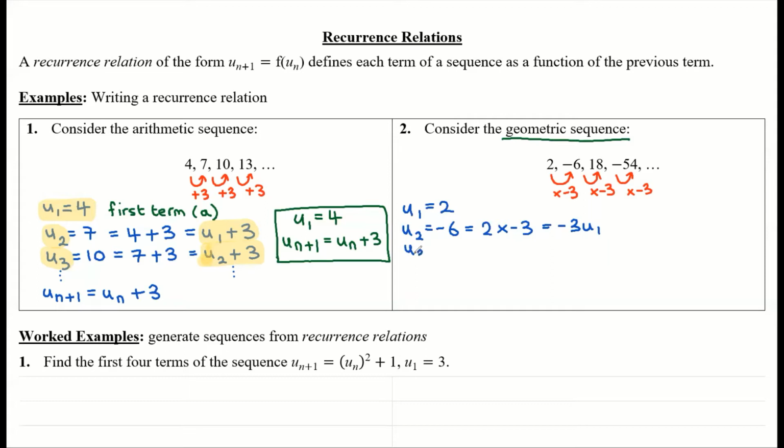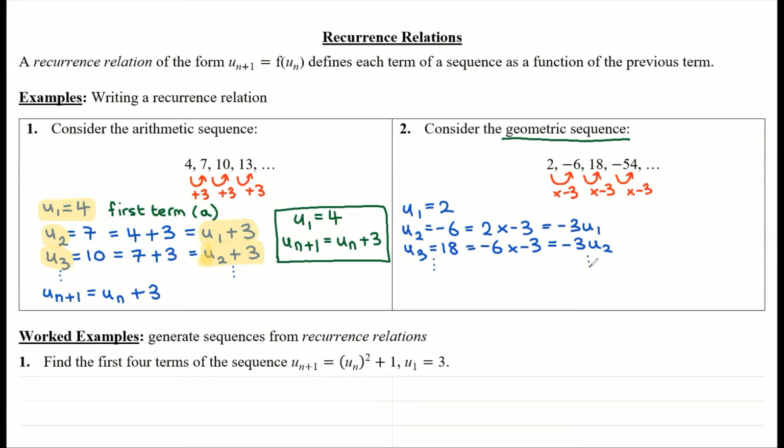U3, let's just do one more. So we know that is 18. And this is the previous term, which was -6, multiplied by -3. So in other words, it's -3 multiplied by U2. And we can continue in the same fashion.